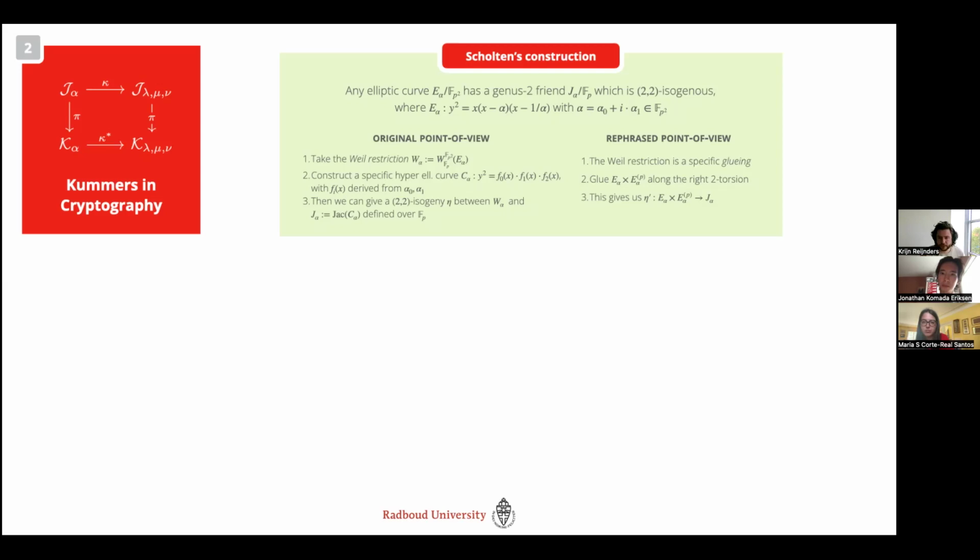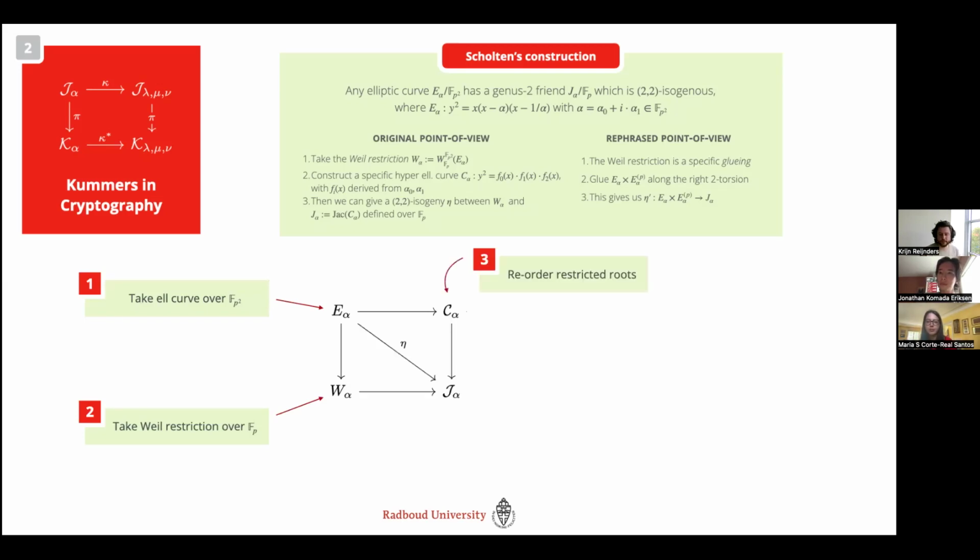How does that work actually? Why does that help us in this Kummer surface-based cryptography? Well, what we're going to do is we take an elliptic curve over F_p squared, and we'll take the Weil restriction of it over F_p. Then we can construct this C_alpha by reordering essentially the roots. And then we get this map eta to J_alpha. Now, what we first want to do is map C_alpha to the Rosenhain form. And we can actually do this, and you can show that this is always possible.